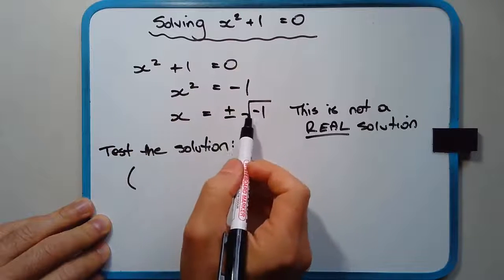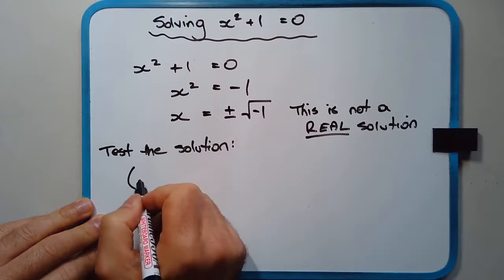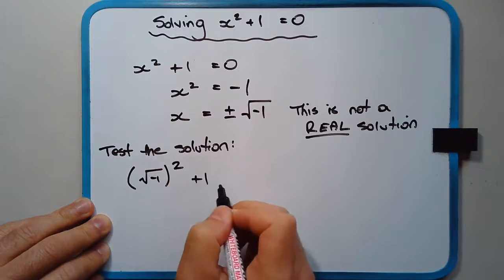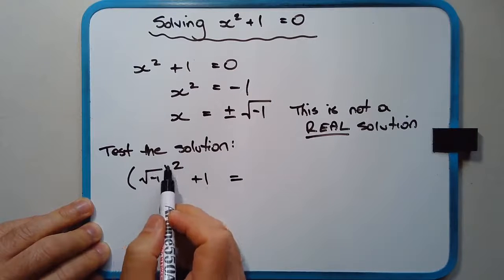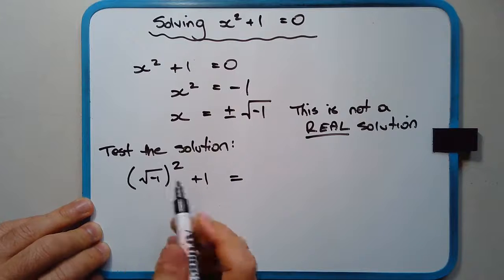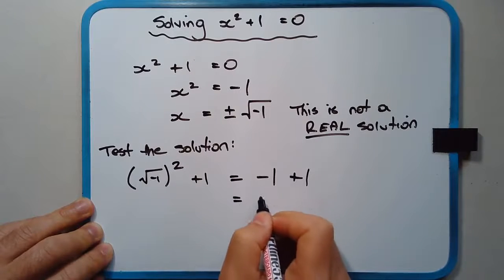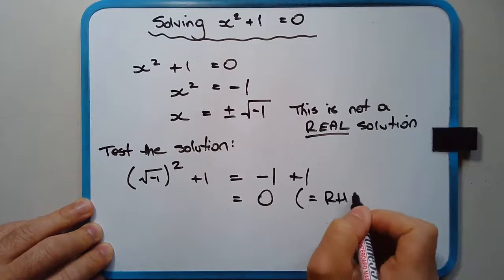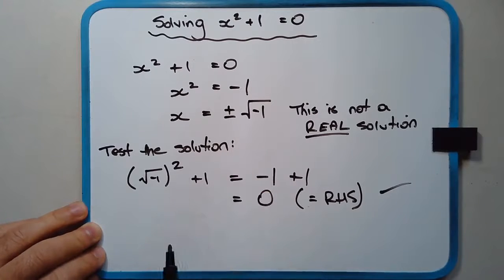Okay, so we're going to substitute in, let's put the positive square root in, the positive square root of negative 1, plus 1. Now, the square and the square root, they're inverse operations, so they cancel each other out and we're left with negative 1. So that's just equal to negative 1 plus 1, which is equal to 0, which is equal to the right-hand side. So that solution of square root of negative 1 does work.